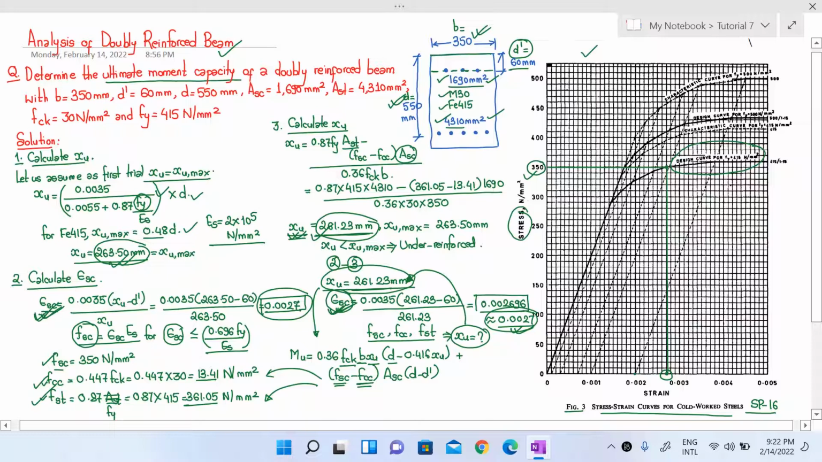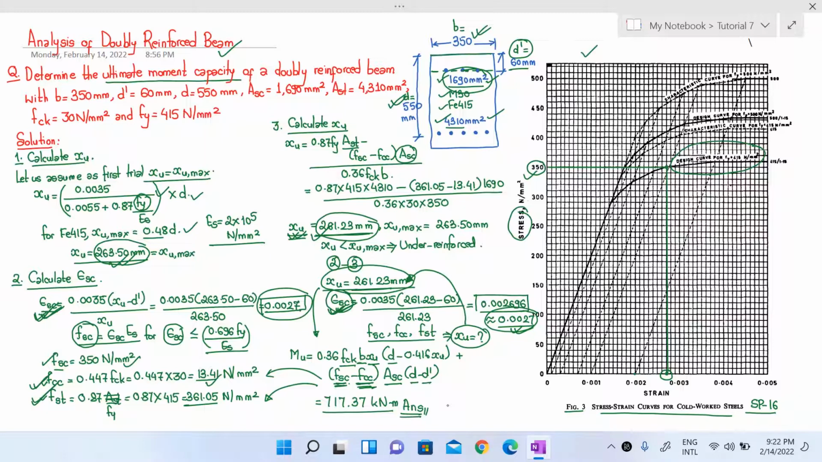So if you have performed iterations and got a new value of XU, then corresponding to that you have to determine the value of FCC, FST and then use that same value here. But for now, FSC is 350 newton per millimeter square and FCC is 13.41 newton per millimeter square. ASC we have is 1690 mm square, and d and d dash we already have. So if you substitute all the values, this comes out to be 717.37 kilonewton meter, which is our final answer. And this is the ultimate moment capacity of this doubly reinforced beam.